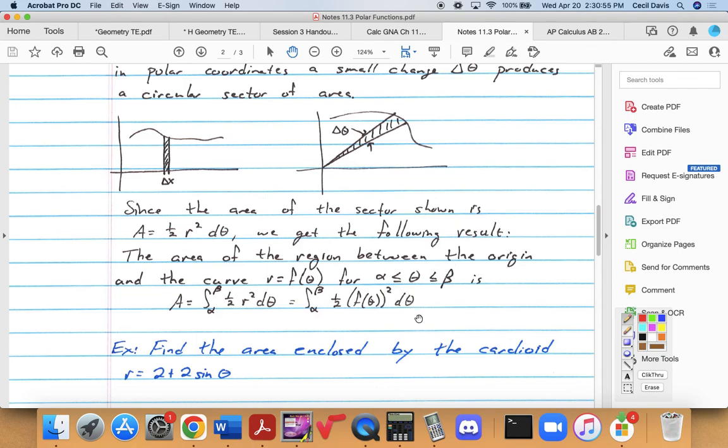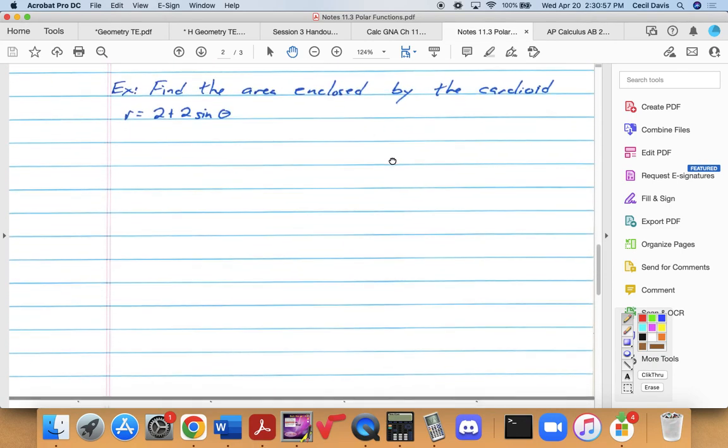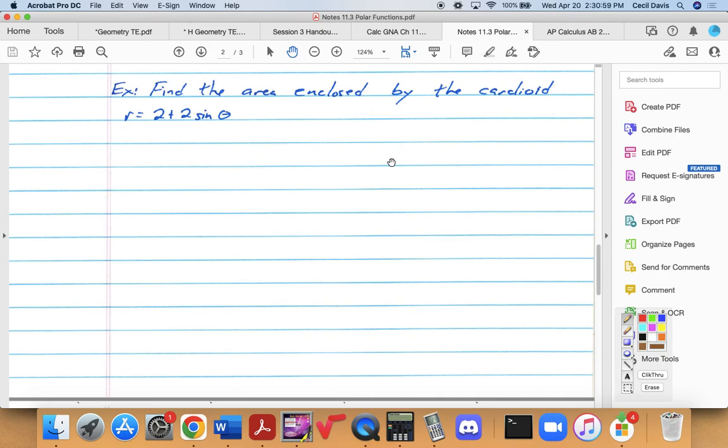So let's do an example. Find the area enclosed by the cardioid r equals 2 plus 2 sine theta. Do you have to know what the cardioid looks like? Is it the heart one? Yeah, that's why it's called a cardioid.